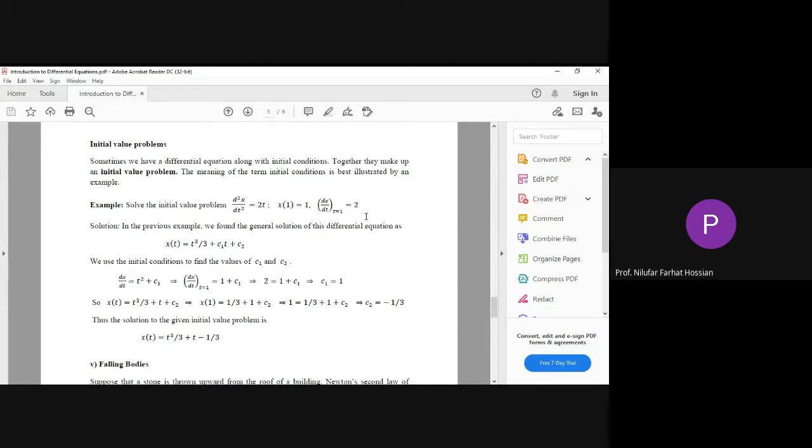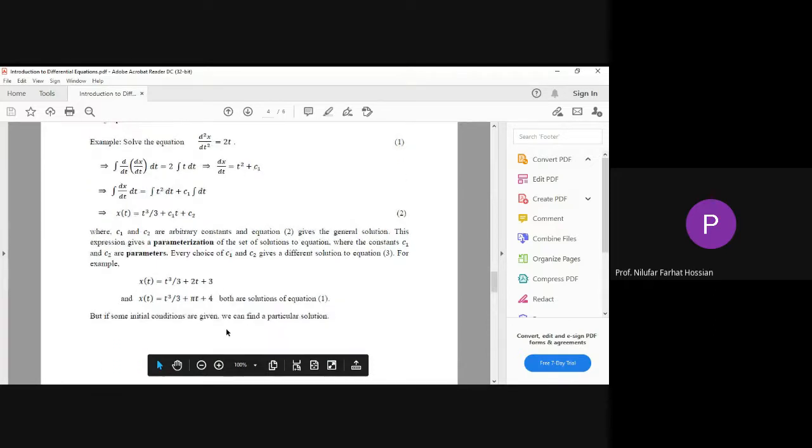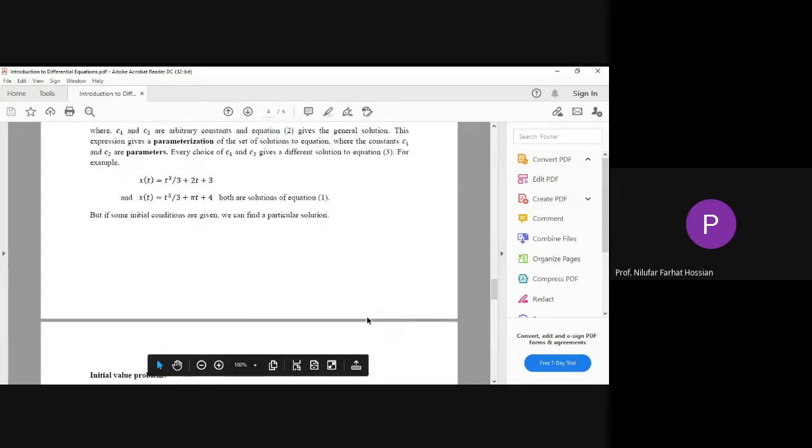If the initial conditions are given to you, you can find the particular solution by getting the values of C1 and C2. Here these were any two solutions. For any value of C1 and C2, this equation will be satisfied. So in the first step, I have taken C1 equal to 2, C2 equal to 3. It is a solution of course. In the next solution, I have taken C1 equal to pi and C2 equal to 4. These two will also be solutions. But if initial conditions are given to you, you can find a particular solution.